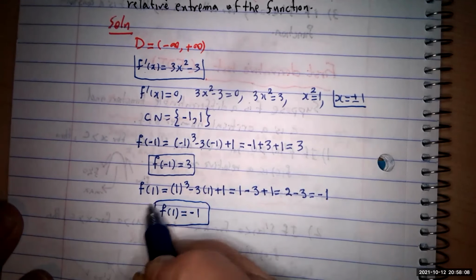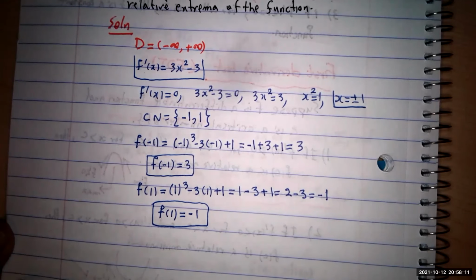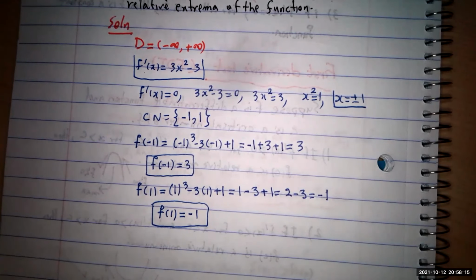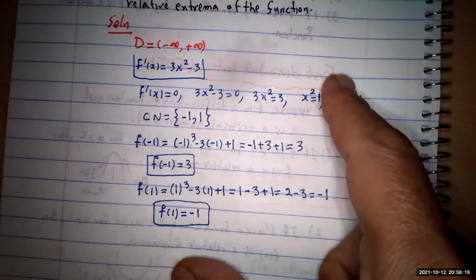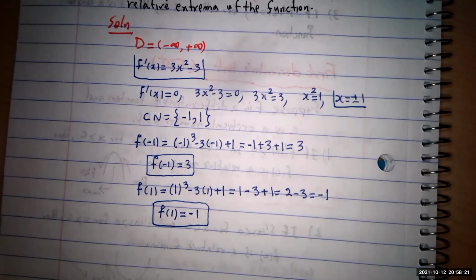So this is the second candidate. That is step 1. Any problem in this chapter that we're going to do, this is going to be your first step. 50% of the grade of this problem is going to be this one: finding the derivative of the function, letting it equal to 0, finding the critical numbers, and dropping them back into the function to find the candidates.